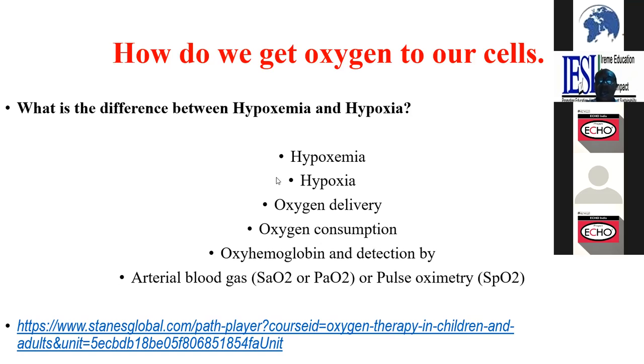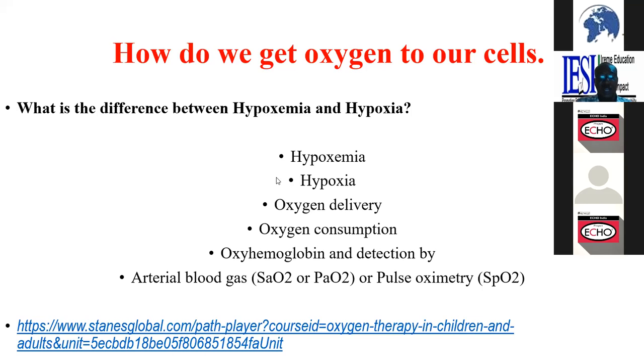There are those questions, so I gave answers to them. I said, how do we get oxygen to our cells? Maybe when I lost the network, you didn't hear me. I said the difference between hypoxemia and hypoxia: hypoxemia is a decreased oxygen level in your blood, and hypoxia is decreased oxygen in your tissues.